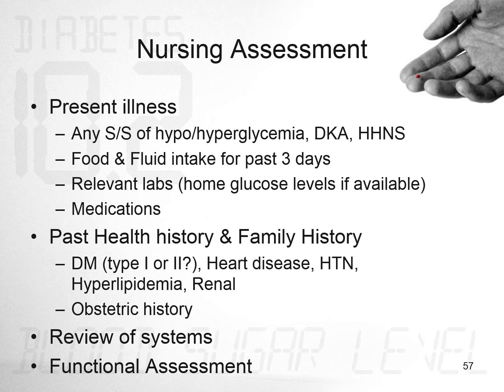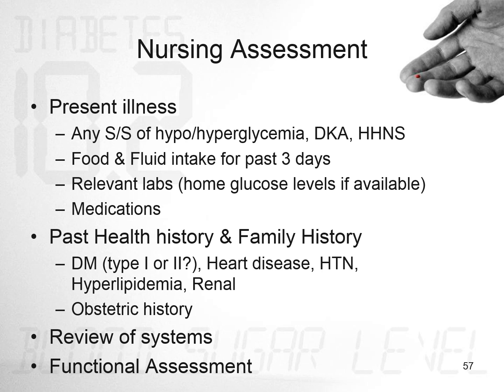Their past health history and family history. Do they have any history of diabetes type 1 or type 2? Any heart disease, hypertension, hyperlipidemia, any renal disease? This could increase their risk for diabetes. And their obstetric history as well. Did they have children? Did they have gestational diabetes? Did they deliver babies greater than 10 pounds?